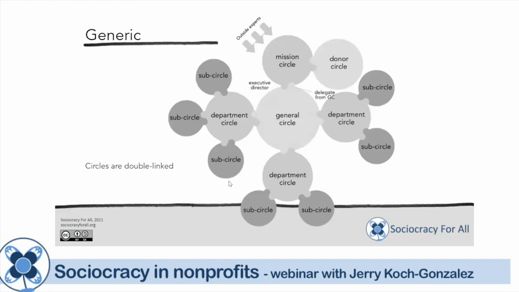And this is like a fractal. This could just extend and extend and extend, many, many subcircles and subcircles of subcircles. Each of those, and you can sort of see by the design, is implied that the double link.